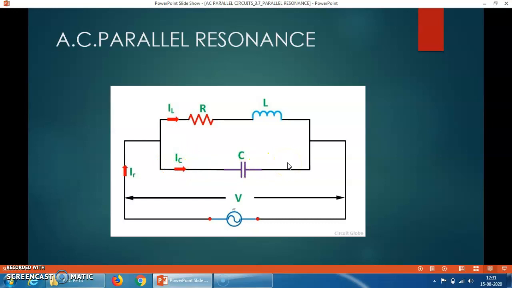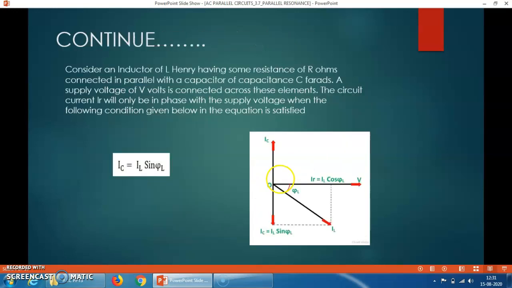Now we draw the phasor diagram. In an AC circuit, the voltage always remains the same. So the voltage across the first branch, the coil, and the voltage across the capacitive branch are the same as the supplied voltage. So take V as the reference vector on the x-axis. Now draw IL and IC.